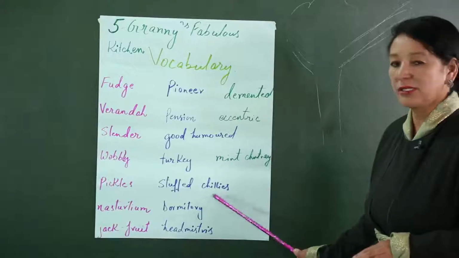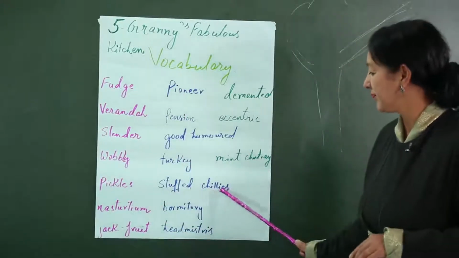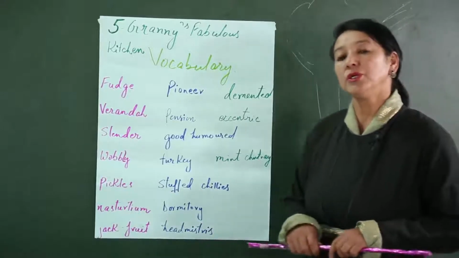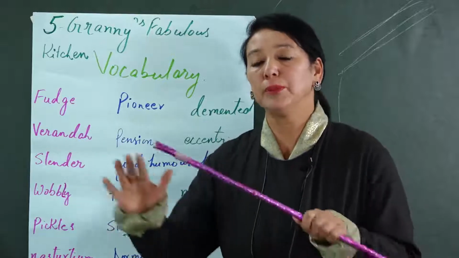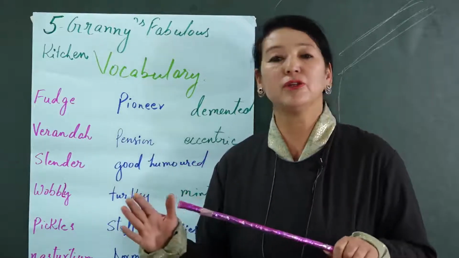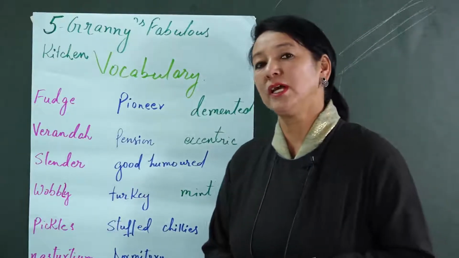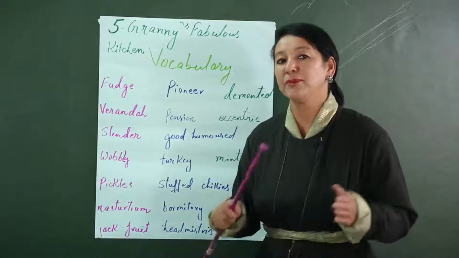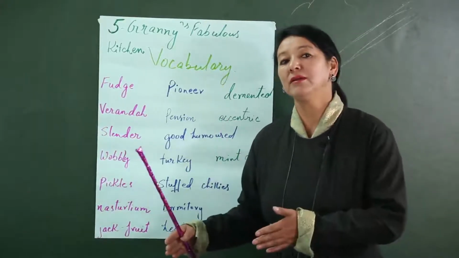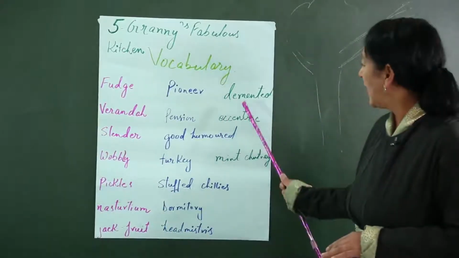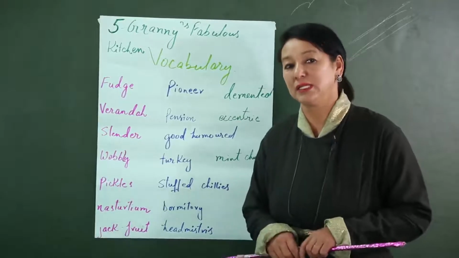And stuffed chilies. Stuff means fill up, filled up with the chilies. Dormitory is a big room where several people can sleep together. It's a kind of hostel. Headmistress: you tell me, who is the head of your school? Is it headmaster or headmistress? Male is headmaster, and female head is headmistress. Demented you can say is mad or crazy.